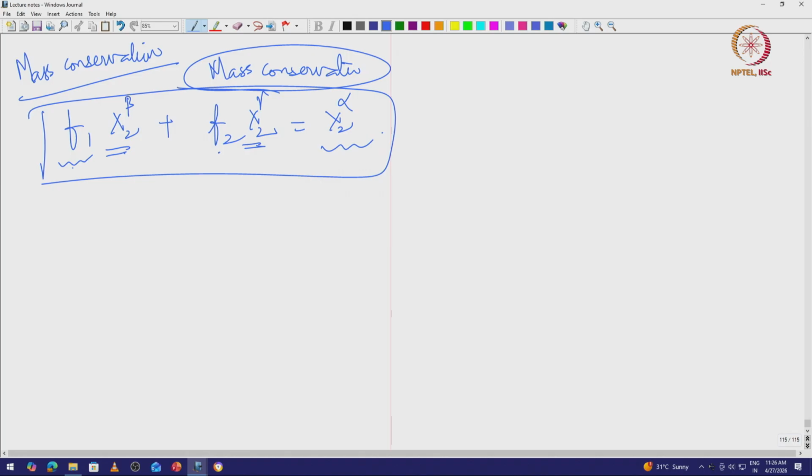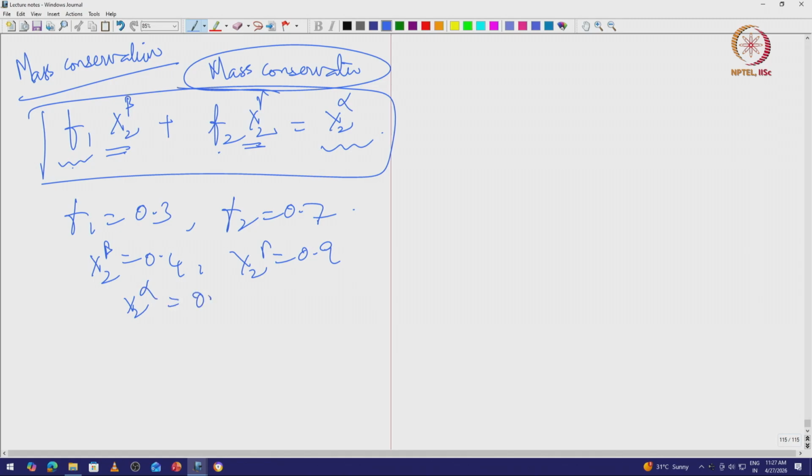Okay. Now, let us say f1 is 0.3, right. So, 30% of the entire solid has become beta, and f2 is 0.7, 70% of the entire solid has become gamma, right. I said x2 beta is 0.4, x2 gamma is 0.9, right, and x2 alpha is 0.7, right. So, I think now you can just plug in the numbers and say 0.7.